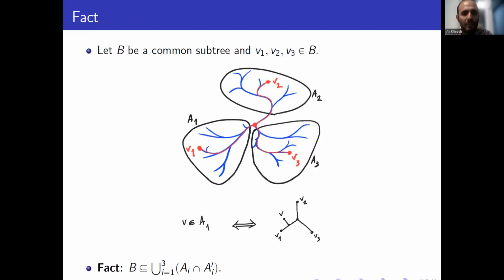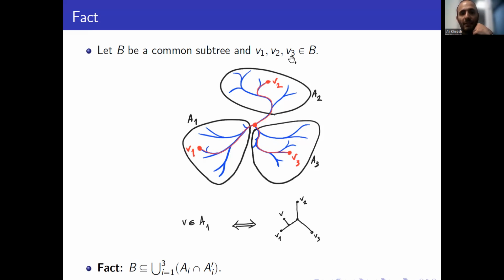There is also another simple fact which is very essential in the proof. So I will explain it, and I hope I can explain it well because it's the basis of the next arguments. Assume that we have two trees, T0 and T prime 0. In the picture, I have only drawn one of the trees. Assume B, which is a subset of the leaf sets, is a common subtree.